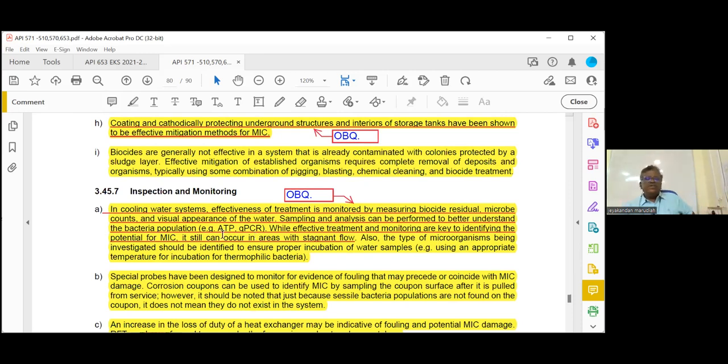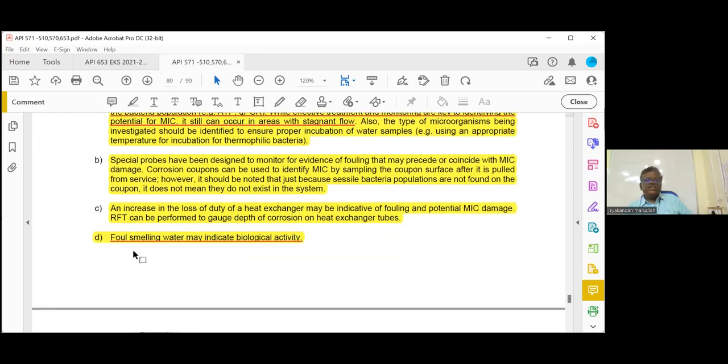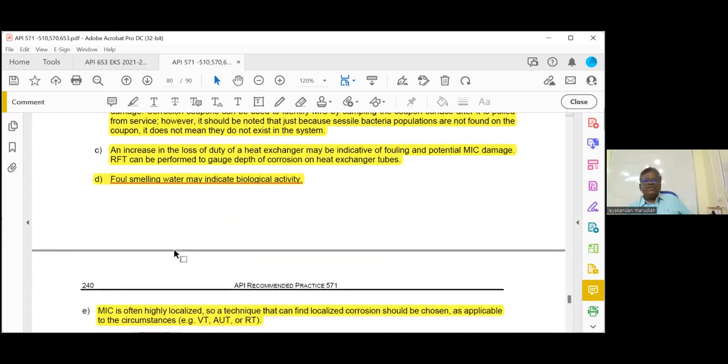Then inspection. In cooling water systems, effectiveness of treatment is monitored by measuring the biocide residual, microbe counts, and visual appearance of the water. Sampling and analysis can be performed to better understand the bacteria population, while effective treatment is key in identifying the potential for MIC, which can still occur in areas of stagnant flow. That is an open book question. Then highlight the D. Foul-smelling water may indicate biological activity. If there is a bad smell, then it will indicate biological activity.